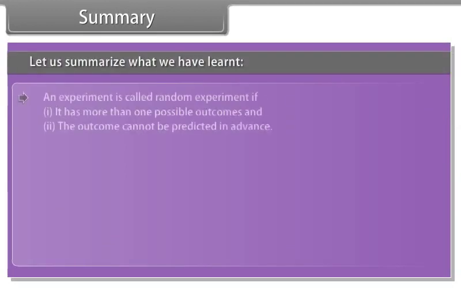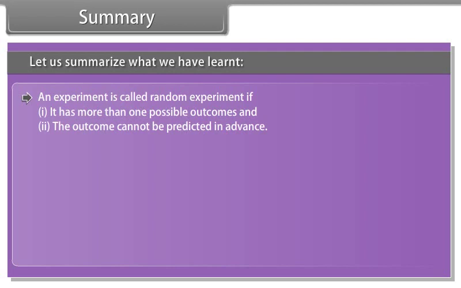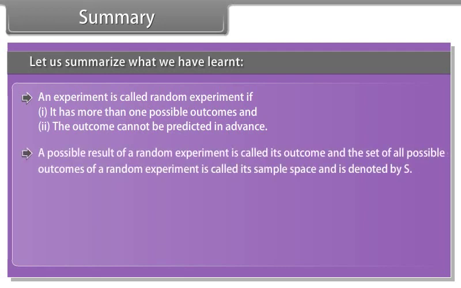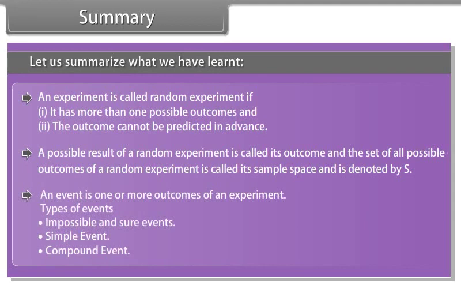Summary. Let us summarize what we have learned. An experiment is called a random experiment if 1. It has more than one possible outcome and 2. The outcome cannot be predicted in advance. A possible result of a random experiment is called its outcome, and the set of all possible outcomes of a random experiment is called its sample space and is denoted by S. An event is one or more outcomes of an experiment. Types of events. 1. Impossible and sure events. 2. Simple event. 3. Compound event.